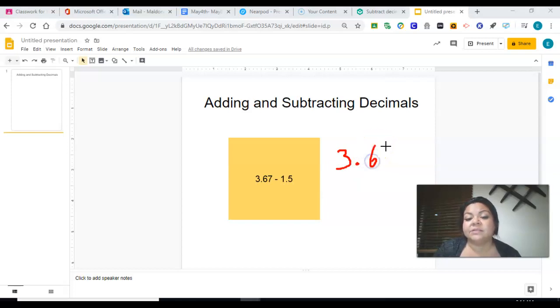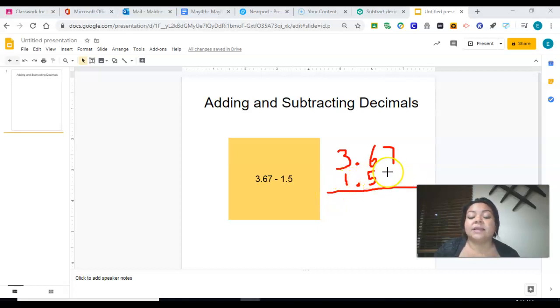So I have 3.67, that's my first number. And then 1.5, I need to line up my decimal point. So I have 1 in the ones, and I have 5 tenths. So this is how I would line up. Do not put the 5 under the 7, do not put the 1 under the 6. The decimal point needs to be lined up. This is very, very important.